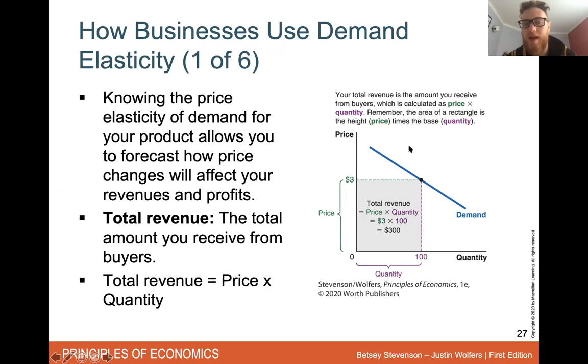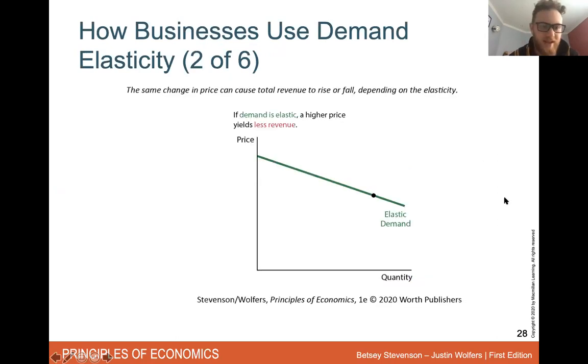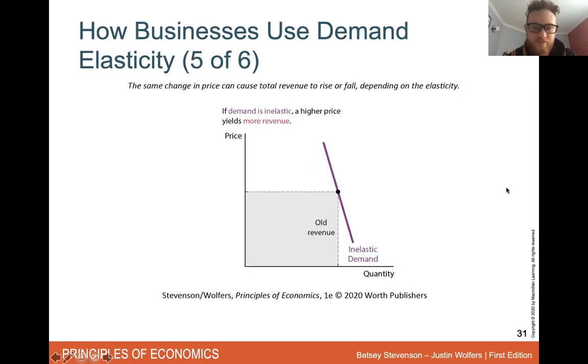Over here, you got a little graph of that. The same change in price can cause total revenue to rise or fall depending on the elasticity. If demand is elastic, a higher price yields less revenue. Old revenue, new revenue. A lot less, a lot more. If demand is inelastic, a higher price yields more revenue.